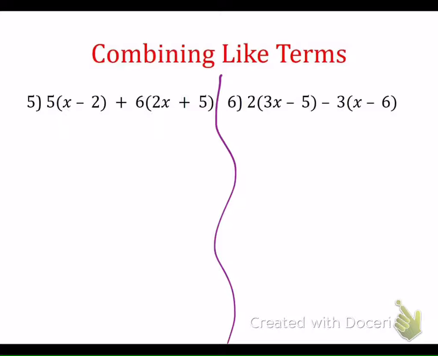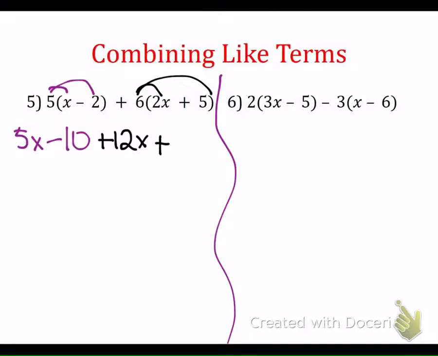Yes. 5 times x is 5x, good. Minus 5 times 2 is 10. All right, next I have 6 times 2x, and it's positive, so plus 12x. 6 times 5 is 30. Plus 30.